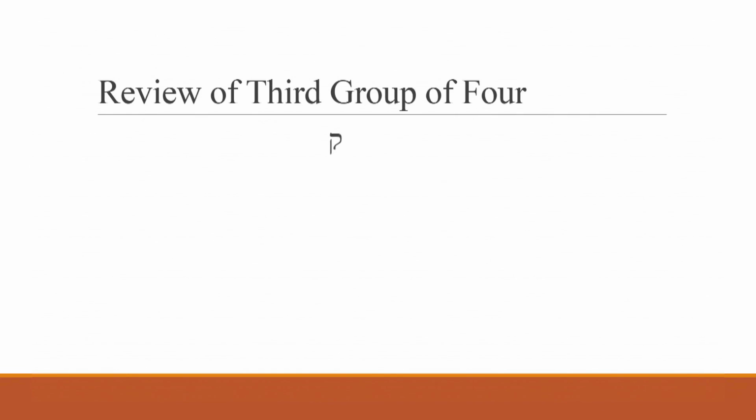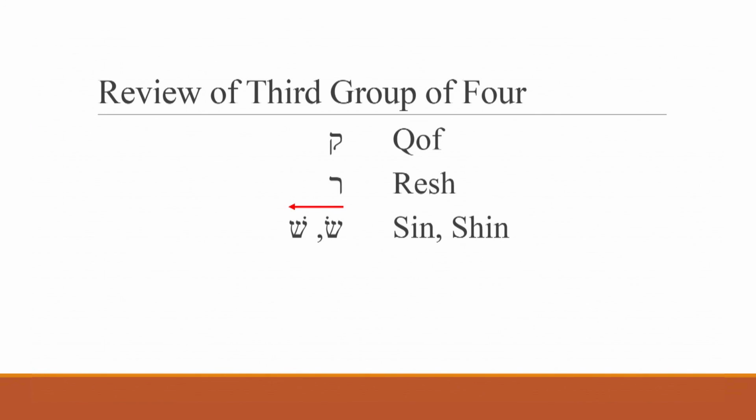Let's review the third group of 4 letters. We've got kof, resh, sin, and sheen. And you'll notice that I always write the Hebrew letters in order from right to left because that's the direction Hebrew is written. But I write the English letters left to right because that's the direction that we write English. So you have to work your way from the center, sin and then sheen. And then finally you have tav. And that concludes the alphabet.